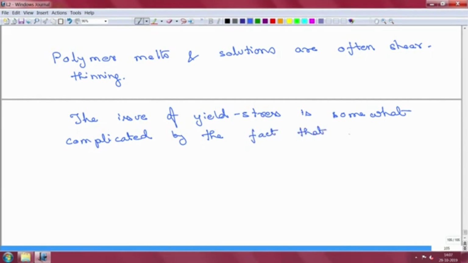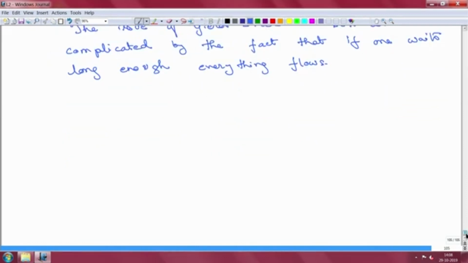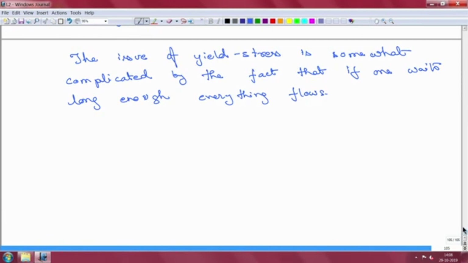So, this is somewhat complicated by the fact that if one waits long enough, everything flows. We will not address this in too much detail, but I will simply say that when we say yield stress, it usually means that you are looking at the response almost immediately, in a sort of instantaneous sense. So, I will leave it at that.